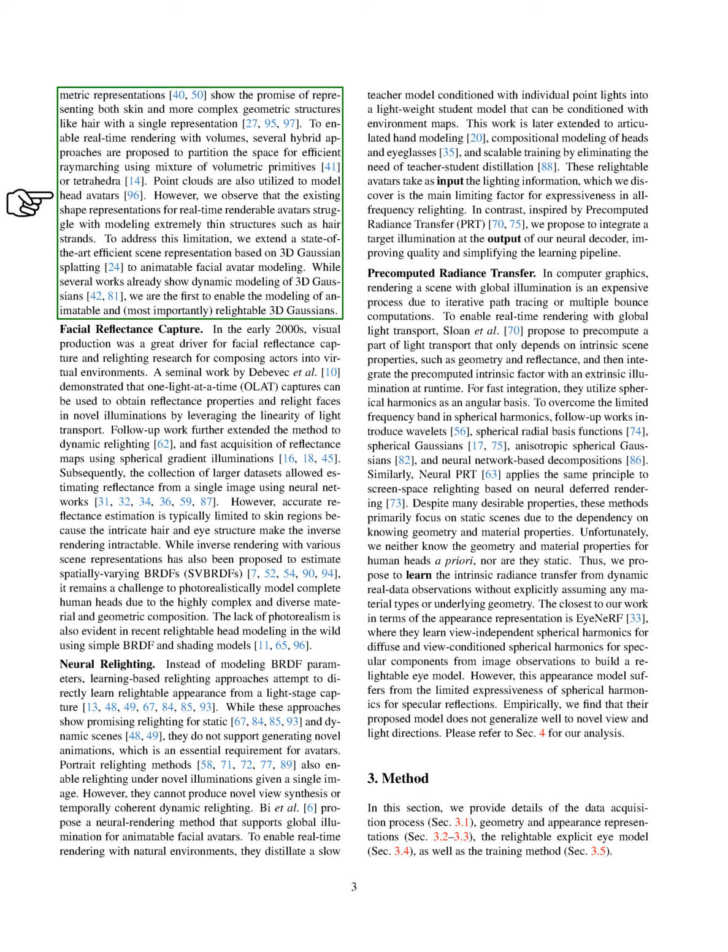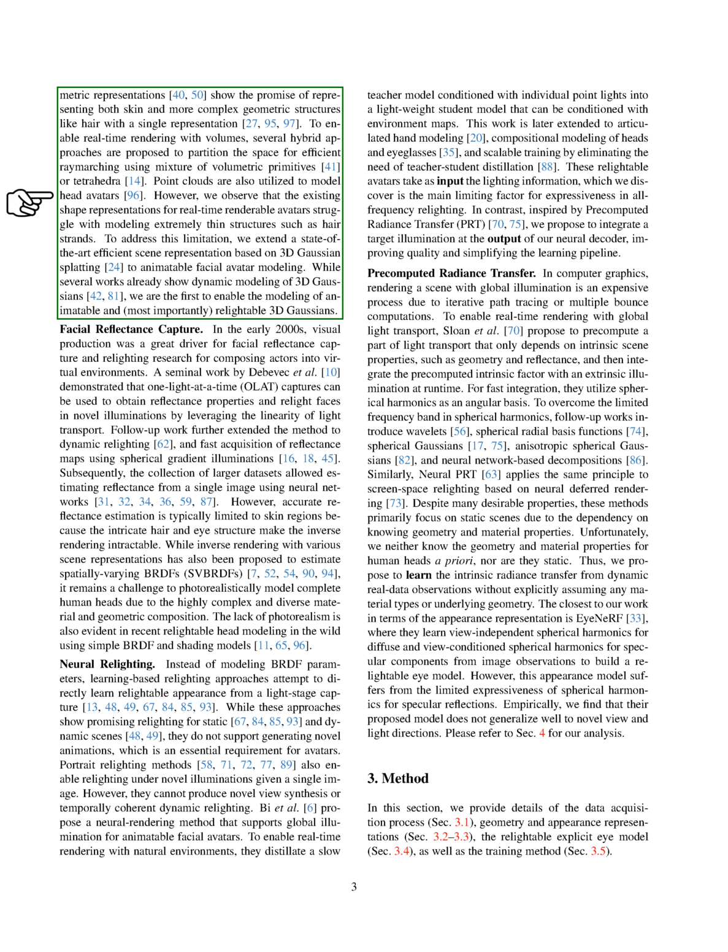To allow real-time rendering with volumes, several hybrid approaches have been suggested. These approaches divide the space for efficient raymarching using a mixture of volumetric primitives or tetrahedra. Point clouds are also used to model head avatars. However, we've noticed that current shape representations for real-time renderable avatars struggle with modeling extremely thin structures like hair strands.